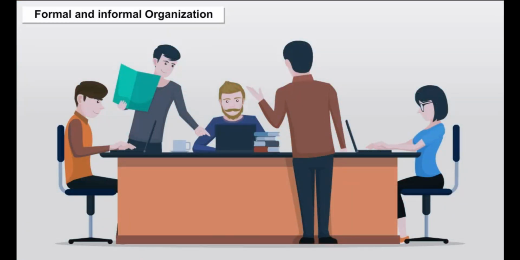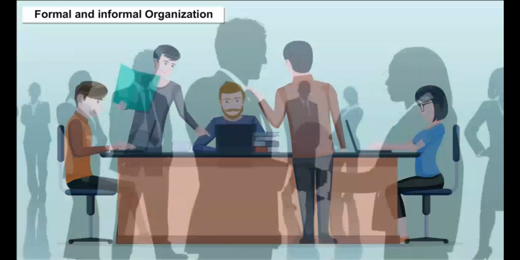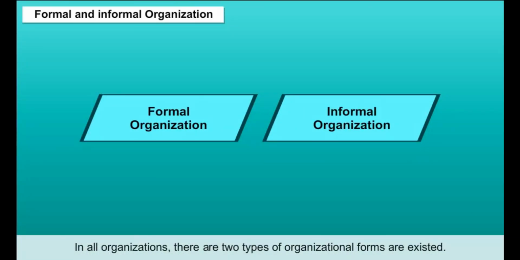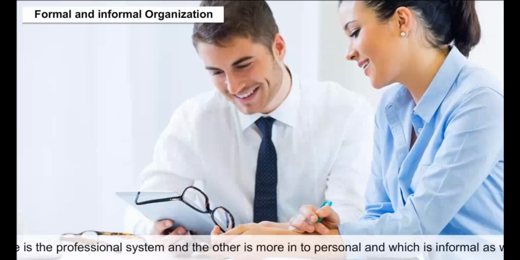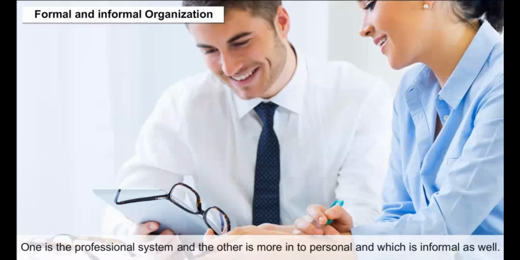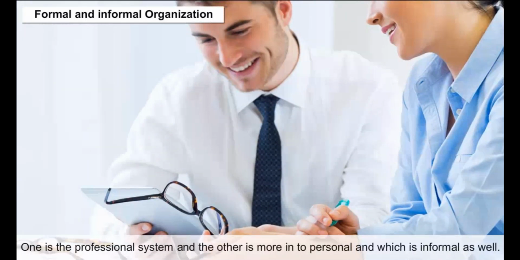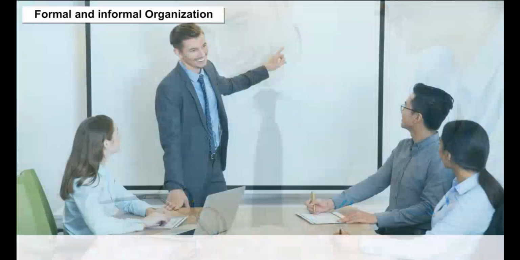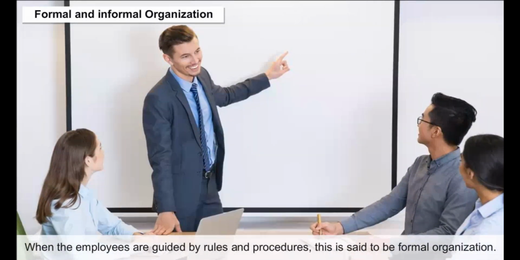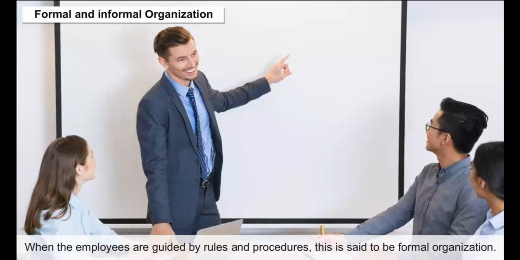Formal and informal organization. In all organizations, there are two types of organizational forms that exist. One is the professional system and the other is more personal, which is informal as well. When the employees are guided by rules and procedures, this is said to be formal organization.